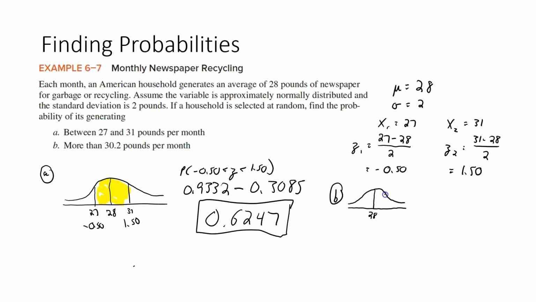B. Kind of a smaller drawing. 28. 30.2 is right there, and I want to know what is more than that. So let me get my highlighter out. I want to know what's in here.